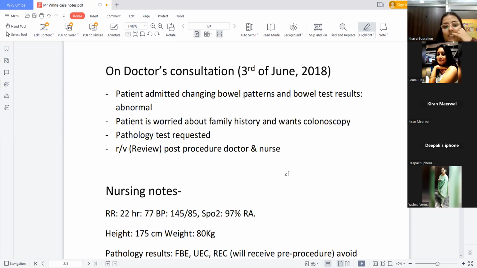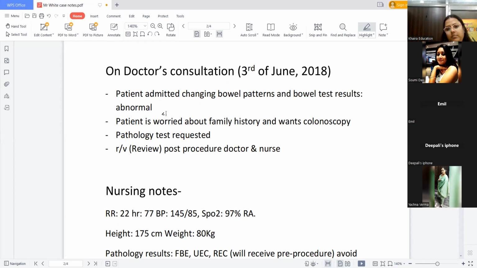Emil, if I may request you for your help on the doctor's consultation, what's relevant here and why, what not and why. The review is the post-procedure with doctor and nurse. Sorry, once again, post-procedure review. You can either pick it up from here or towards the end. It's repeated there. What else?